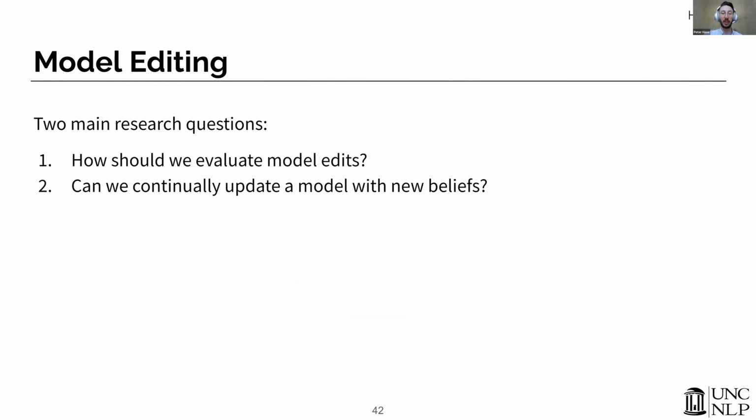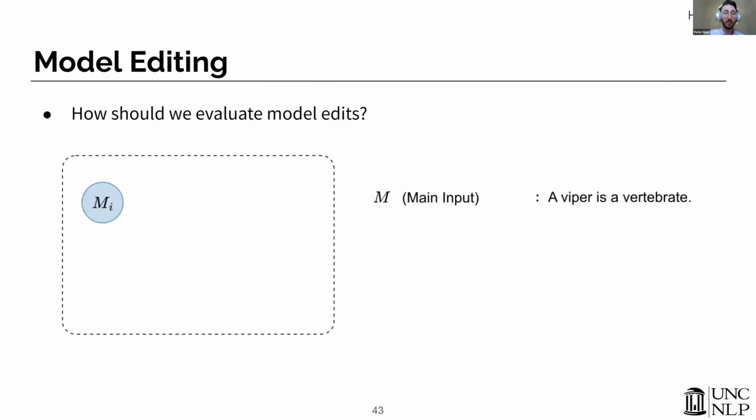Number 2 is important here because models make more than one mistake. They make mistakes over time. We want to be able to update the errors over time in the model. Okay, so first, how should we evaluate model edits? You can imagine a situation where you have a fact, like a viper is a vertebrate, and maybe the language model doesn't know this fact. So if you ask it, is this fact true or false? It says false, but it should be true.